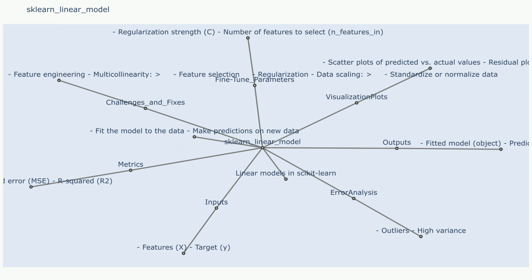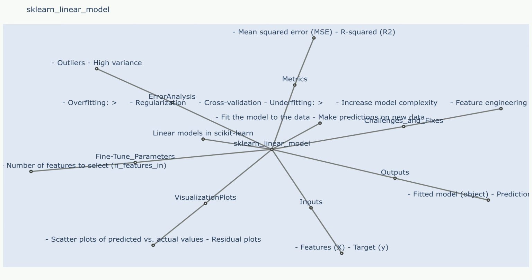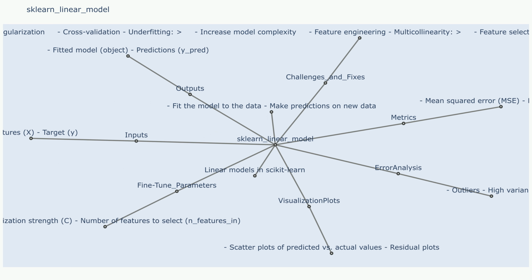Fixes to challenge 2. Feature selection: remove highly correlated features. Regularization: apply L1 or L2 regularization to reduce the influence of correlated features. Principal component analysis (PCA): reduce dimensionality by transforming features into a smaller set of uncorrelated components.